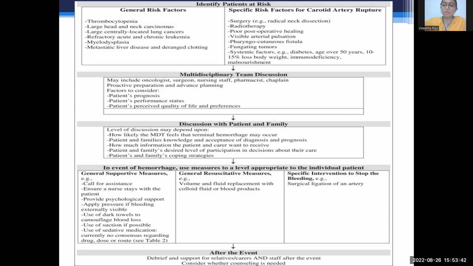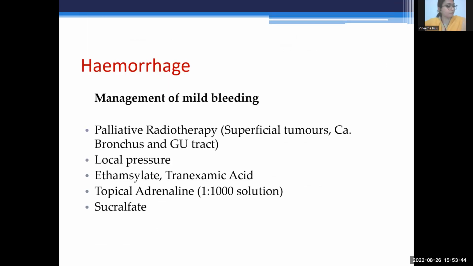Now, how do you manage? In case of mild bleeding, you can give radiotherapy. This can be given for superficial tumors, or it can be given for carcinomas of the lung or GI tract. Okay, you can give a superficial radiotherapy.